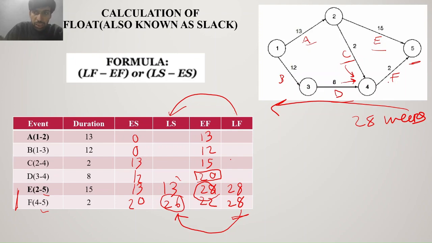As you can see from this network diagram, the latest F can start is 26 weeks. That means C and D should be complete by 26 weeks at the latest. So I can put 26 here for both of them. And here it will become, again, 24 and 18.